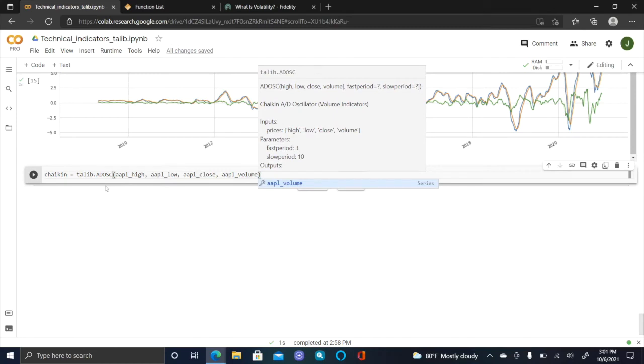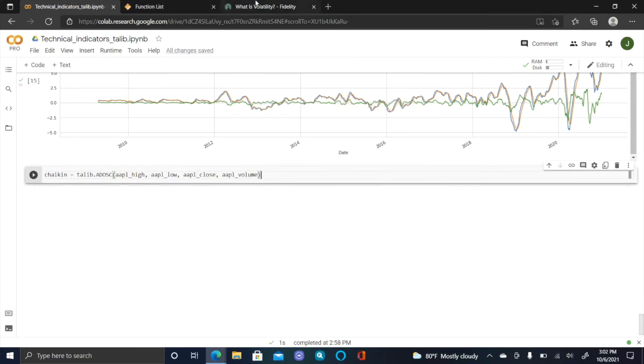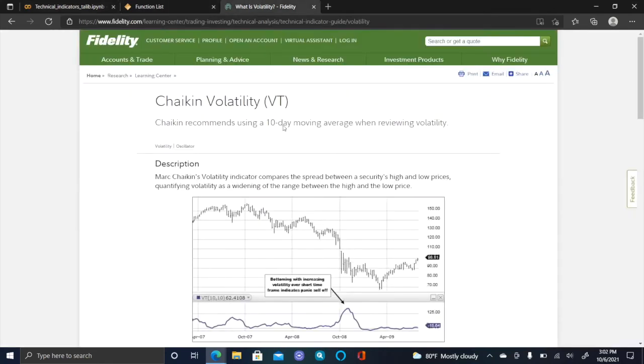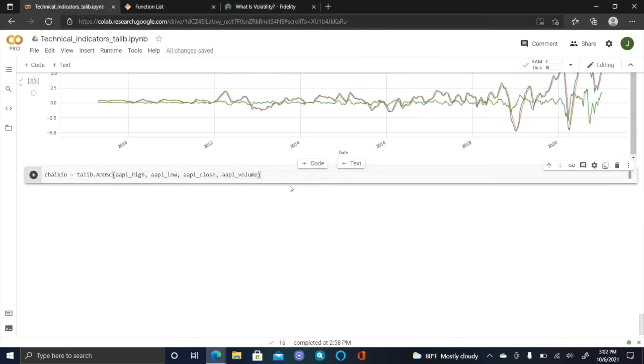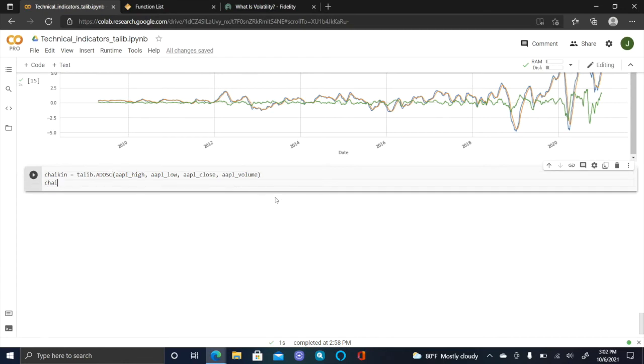Now, if you get deeper into this, you're going to find out that over here, it says that he recommends a 10-day moving average. And that's actually the standard. That's the default setting for this function. So we're not going to worry about it. But we are going to plot it.